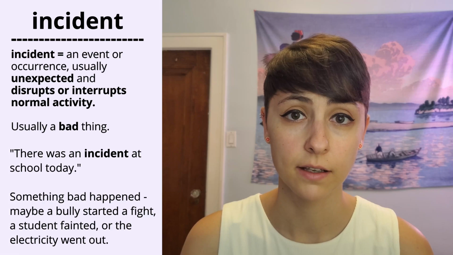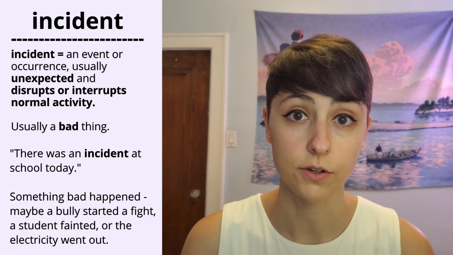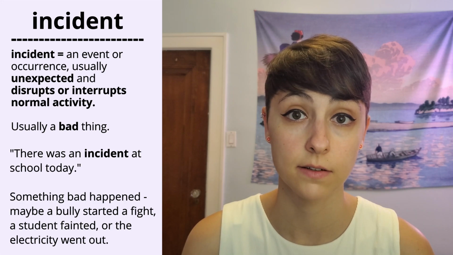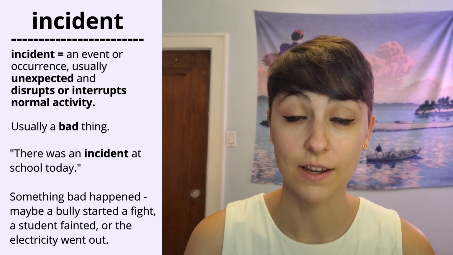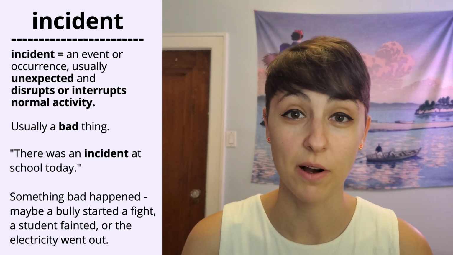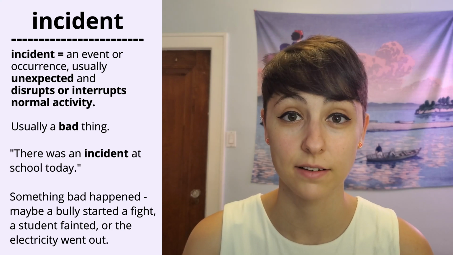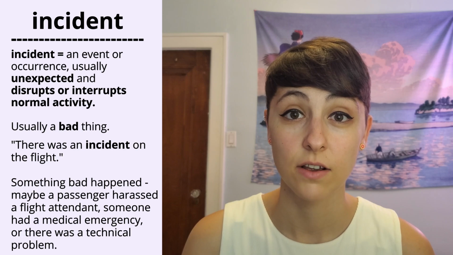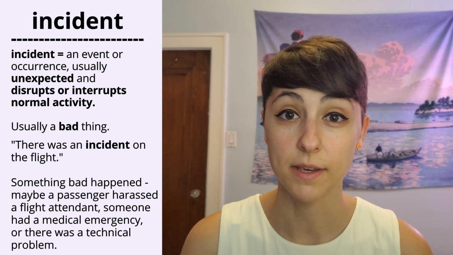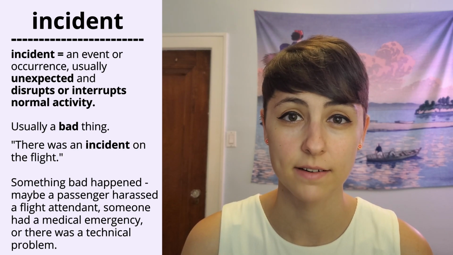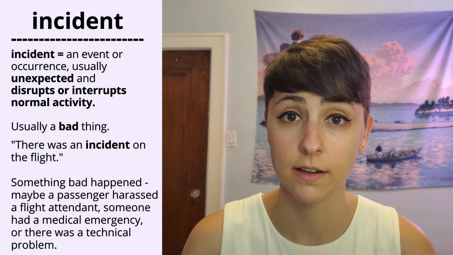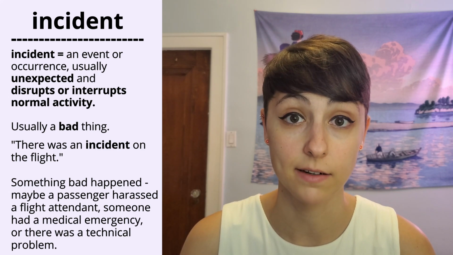Maybe a bully started a fight with another student. Perhaps a student fainted in the middle of class. Maybe the electricity went out and classes had to be paused until it came back on. Here's another example. There was an incident on the flight. This means something happened on the plane and disrupted the usual flow of activity. It was probably something bad.